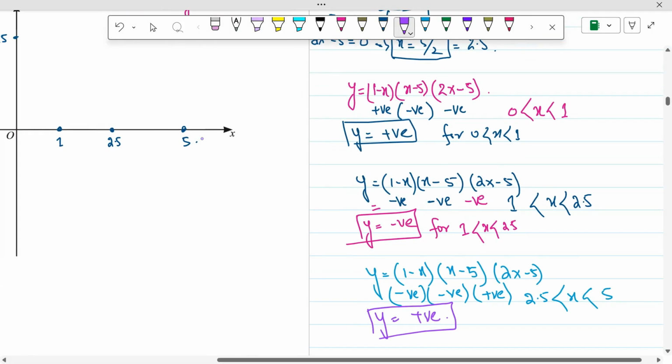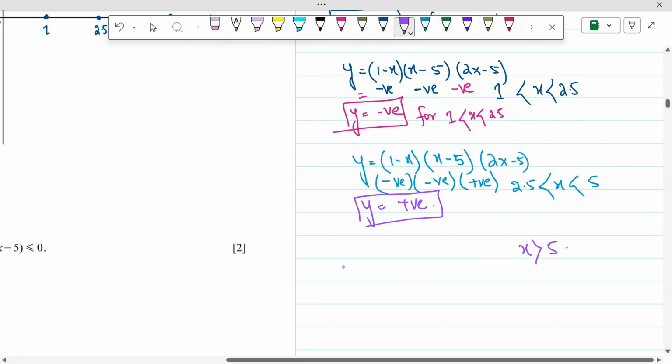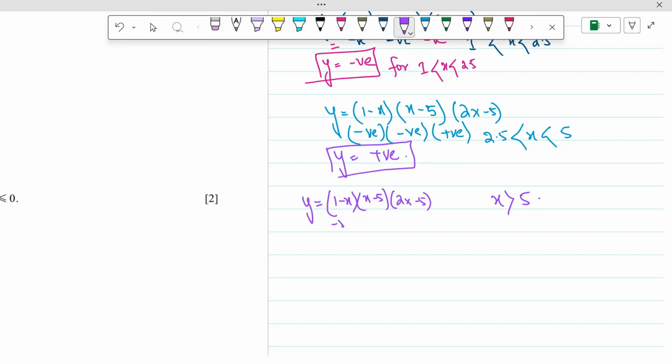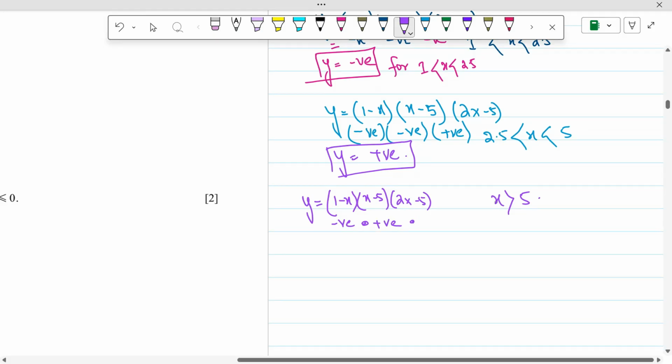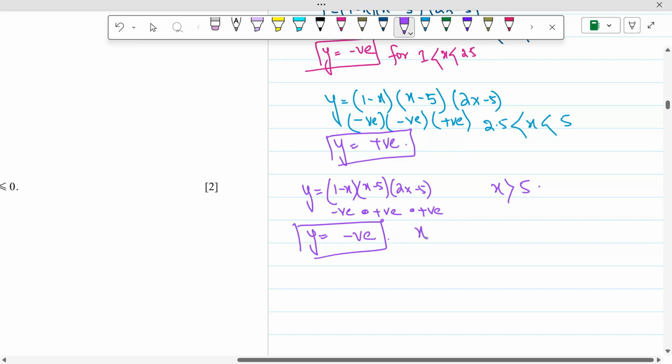Now, what will be the value of y when x is greater than 5? Here 1 minus x is negative because x is greater than 1. x minus 5 is positive because x is greater than 5. 2x minus 5: 2 times a value greater than 5 is greater than 10, and 10 minus 5 is positive, so it will always be positive. So y is negative times positive, which is negative. So y is negative when x is greater than 5.